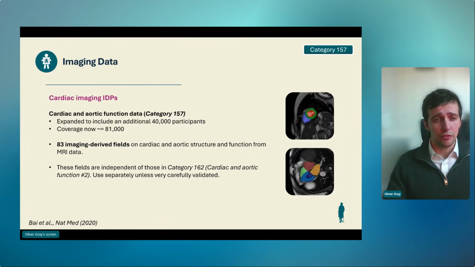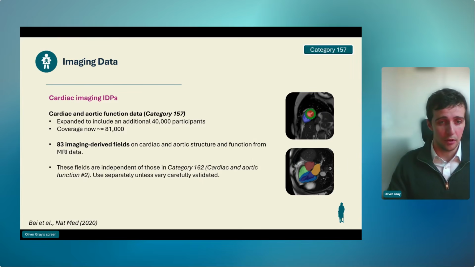This release, we're including an additional 40,000 participants worth of data. So the coverage for heart features now is at 81,000. We'll be looking to expand this further in the future, up to the 160,000 data sets that we hope to be available over the next few years. 83 imaging-derived fields provided. So ejection fraction, wall thickness, and heart mass don't cover even 3 of those 83 features. It should be noted that these are independent of those provided in category 162, which are provided from a different source and should be used separately, and that's very carefully validated.